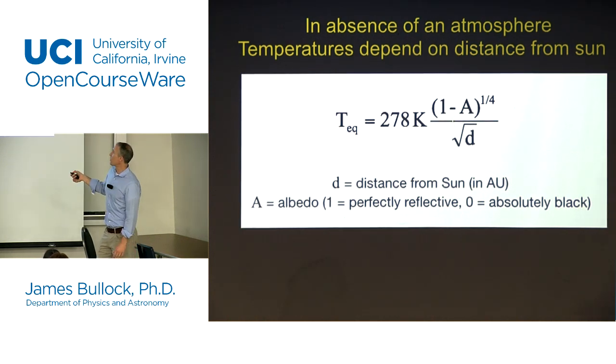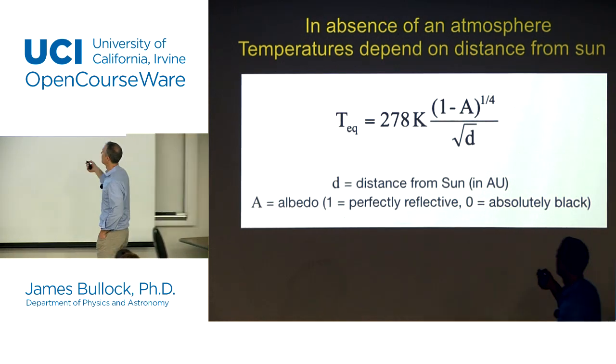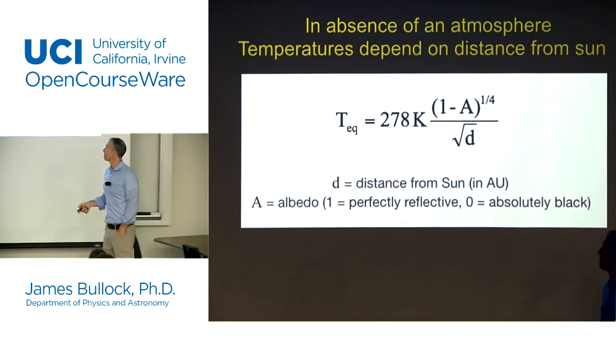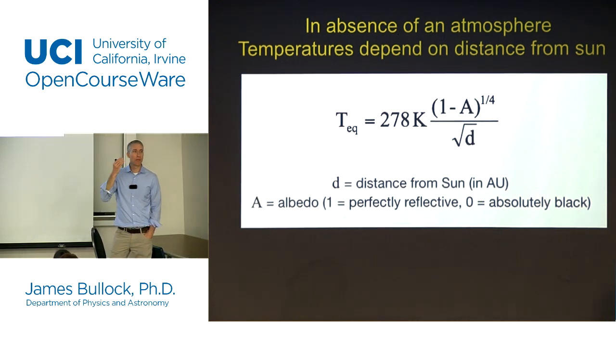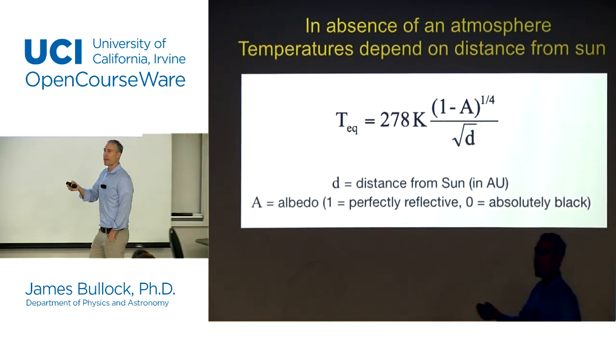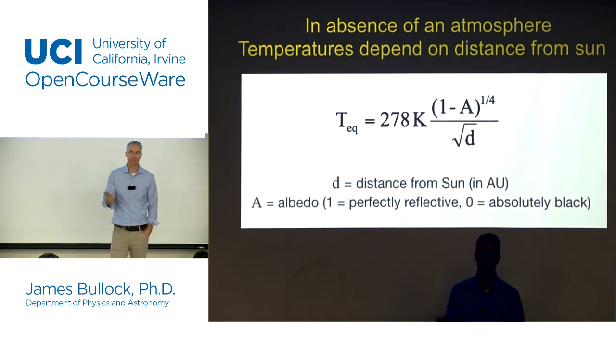Most planets are sort of somewhere around a half, so this number comes in. It's not a very big number. Sort of order unity number here. Okay. The point is, you can figure out exactly how hot you should be if you know how far away you are from the sun.